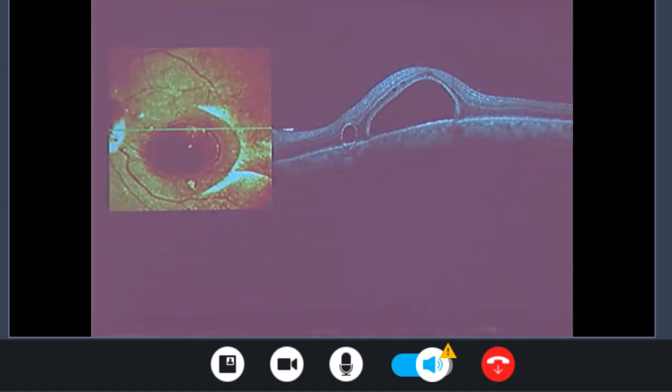This is a patient post-vitrectomy for RRD. A, what is the diagnosis? B, what is the treatment? This is after treatment.